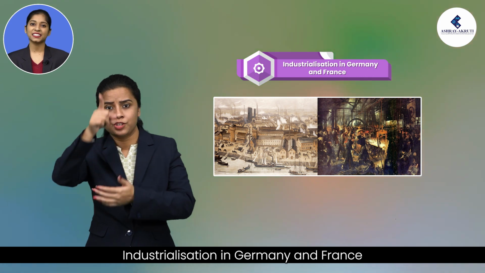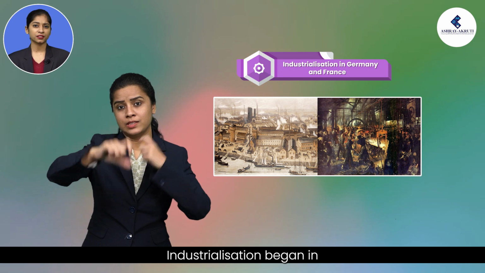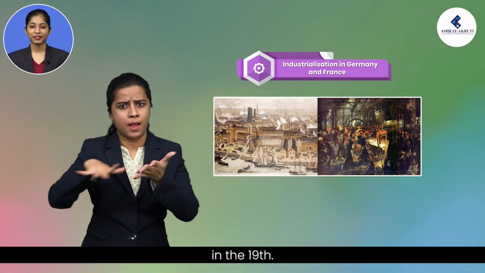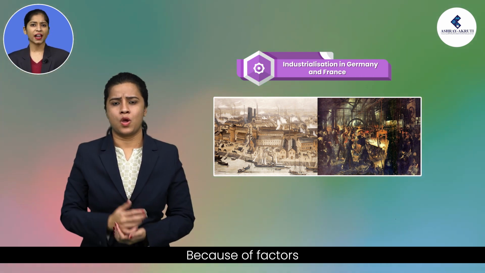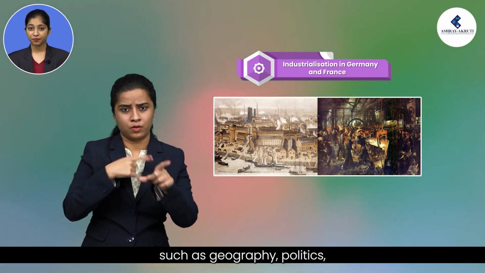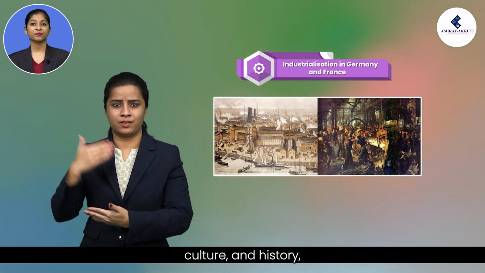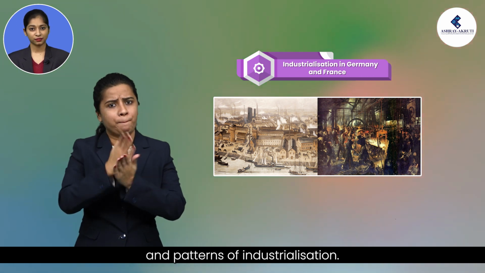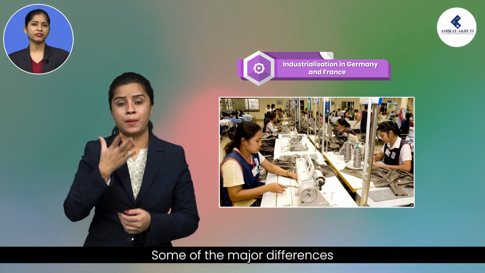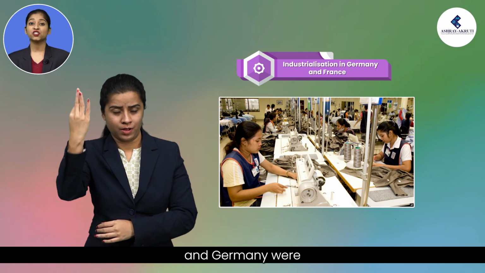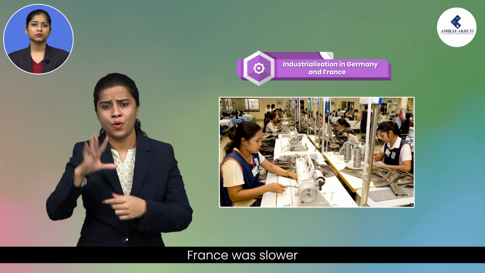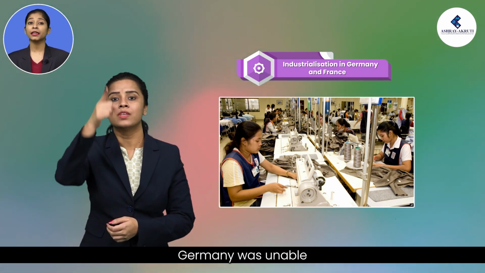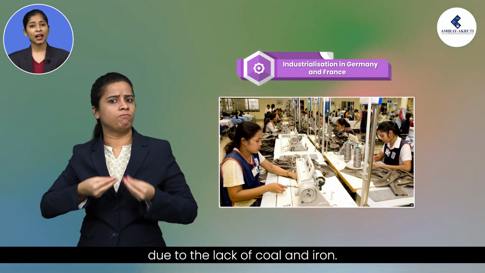Industrialization in Germany and France. Industrialization began in England in the late 18th century and spread to the rest of Europe in the 19th. Because of factors such as geography, politics, culture, and history, France and Germany experienced different rates and patterns of industrialization. Some of the major differences were: France was slower to industrialize than Germany. Germany was unable to produce machinery and steel due to the lack of coal and iron.